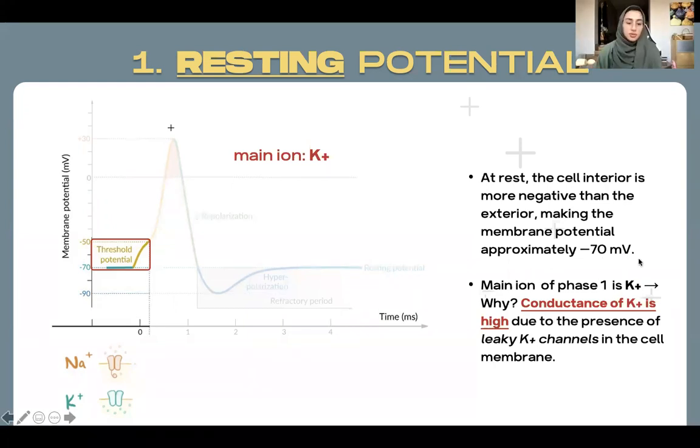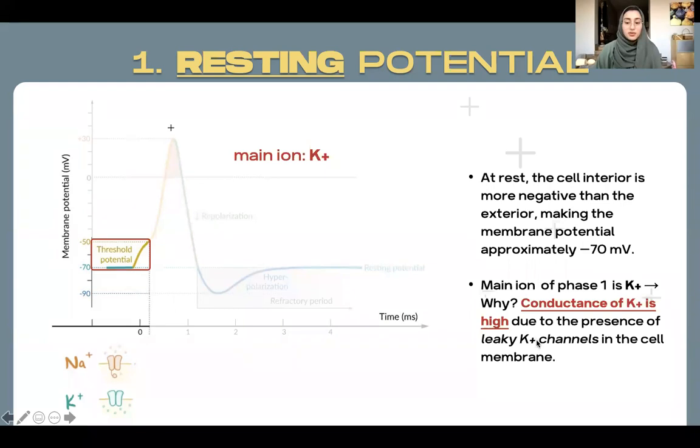Yes, conductance also means permeability. So the more permeable an ion is, the more you're able to conduct it. For normal cells, the resting membrane potential is approximately negative 70 millivolts, because the main ion of the first phase, the resting phase, is potassium.